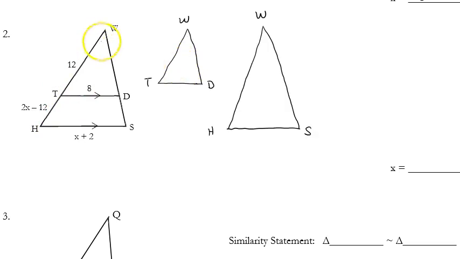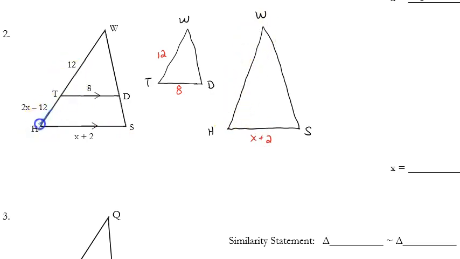Those 2 triangles are the small one, WTD, and then the bigger one, triangle WHS. We have to make sure we're labeling them correct. The small one's not too bad. We know that WT is 12, and we know that TD is 8. I can label that. I also know HS is x plus 2. This is the harder one, though.